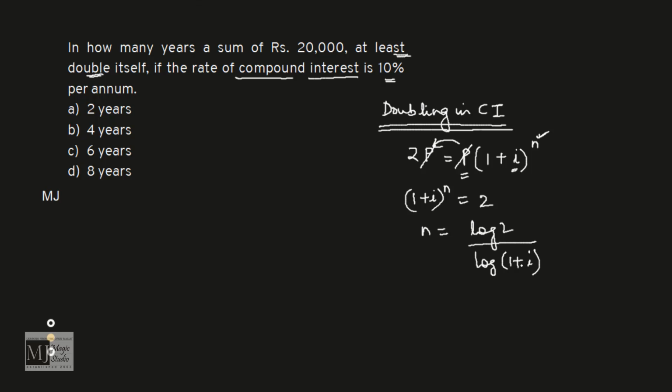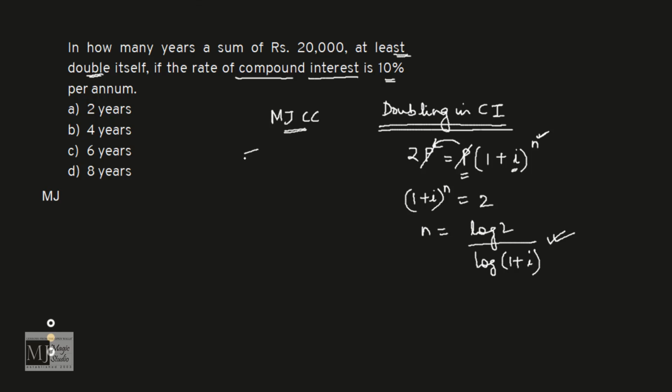Now, obviously, it becomes tedious for us to solve. But if we have a scientific calculator, we can calculate this. We know the value of log 2. Log 2 is 0.30103. But what about log (1 plus I)? I is 10%. That means we need the value of log 1.1. We are not comfortable with this. Yes, we can solve using this if we have scientific calculators or a log table with us. If not, then obviously we have MJCC, my cheat codes.